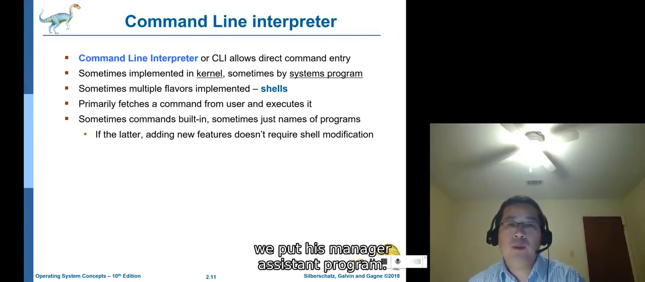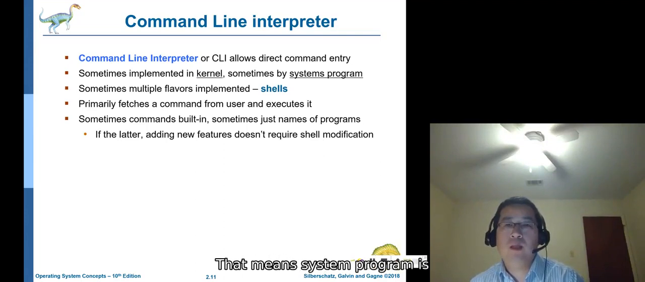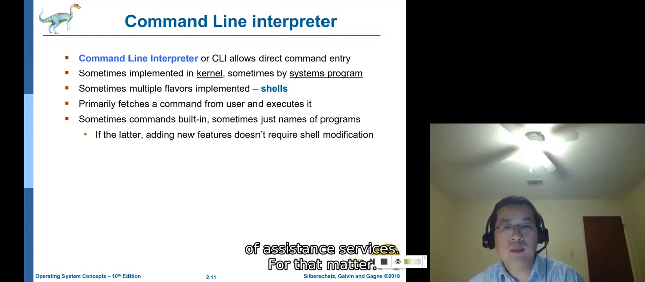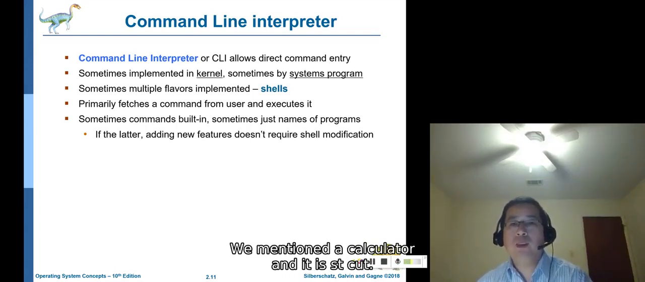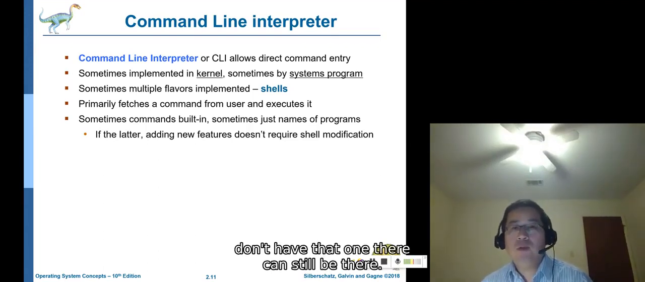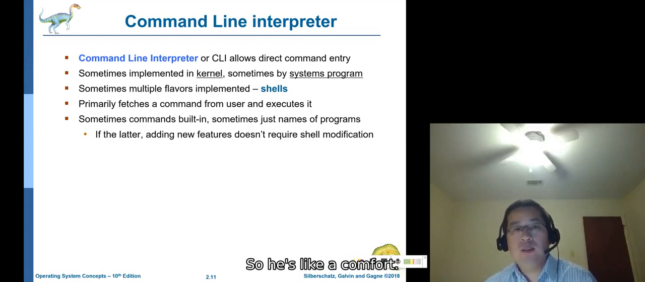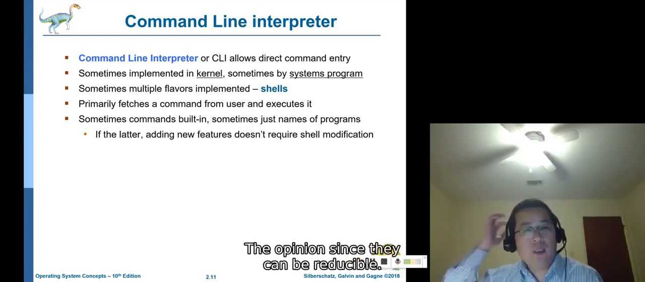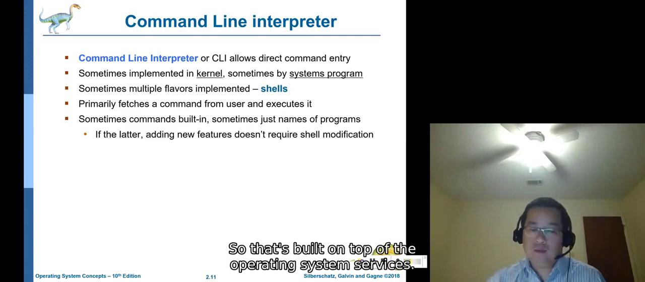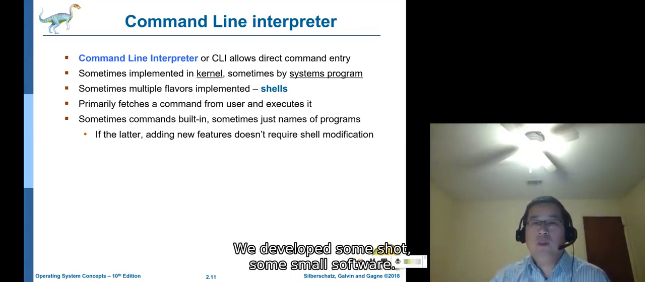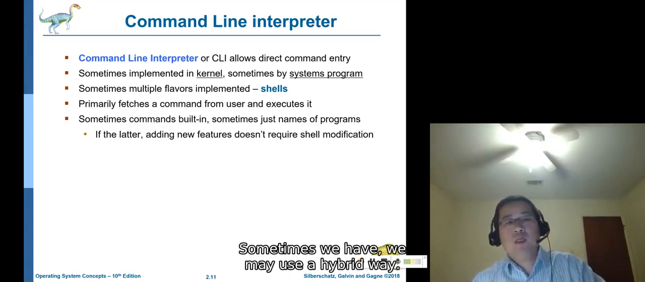Sometimes we put it as a system program. A system program is like an application built on top of system services, for example a calculator. If you don't have that one, the operating system can still be usable, because it's built on top of the operating system services. We develop some small software. Sometimes we may use a hybrid way.